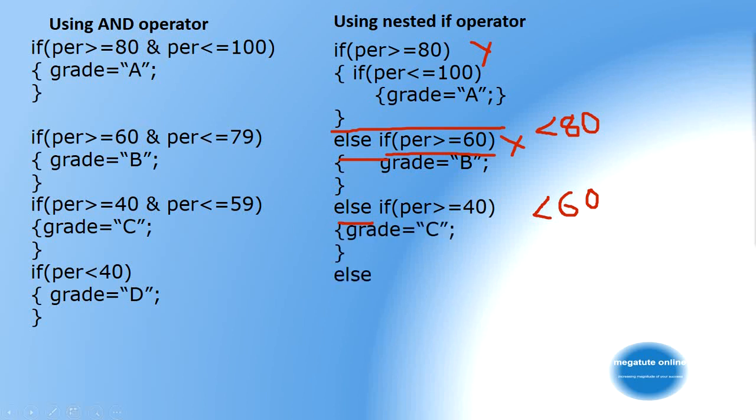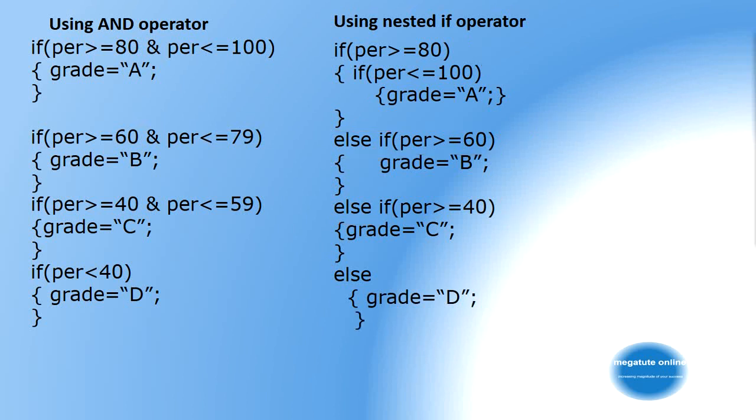And in the last case, else, I need not check any condition because it will come here only if this is not true, this is not true, and this is not true. So if the percentage is not more than 80, not more than 60, not more than 40, it's going to be less than 40. So I'll just put a statement without any condition that grade is D. So that's the way you can use nested if.